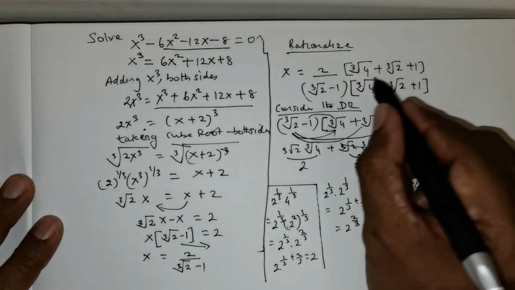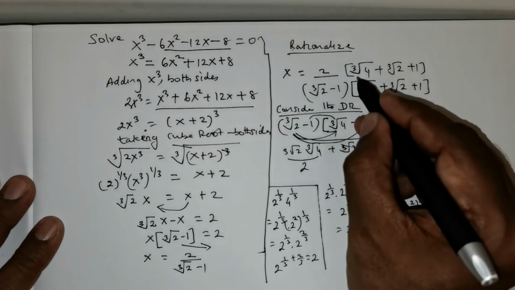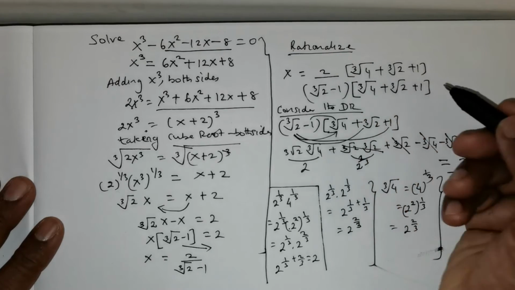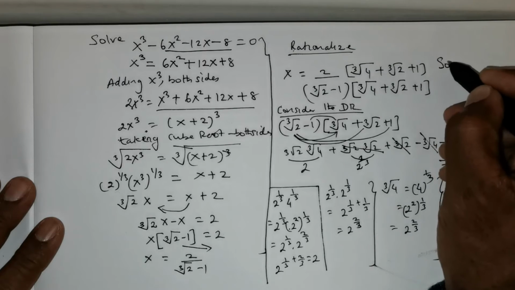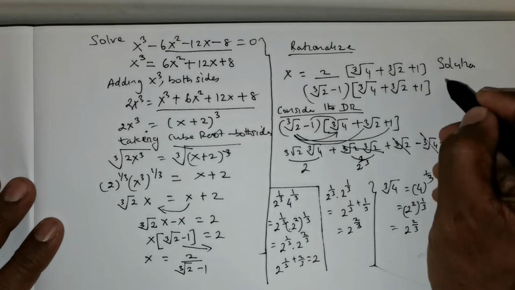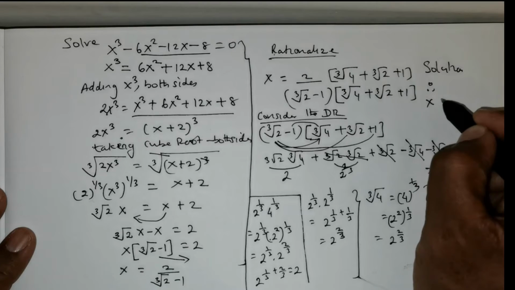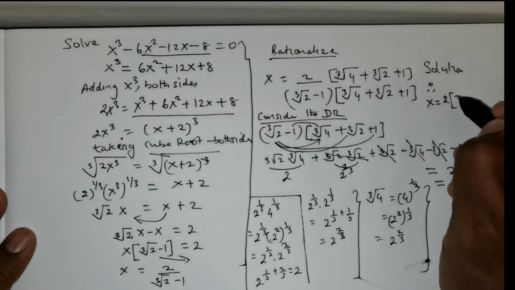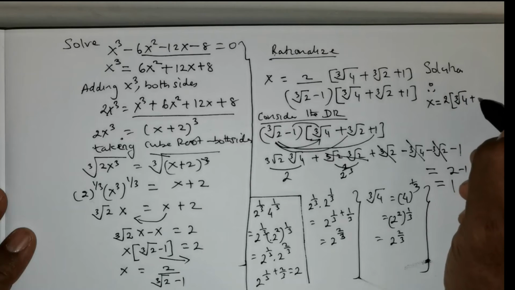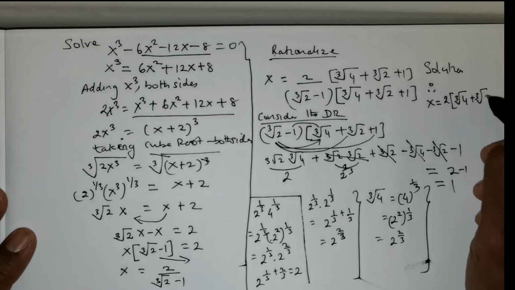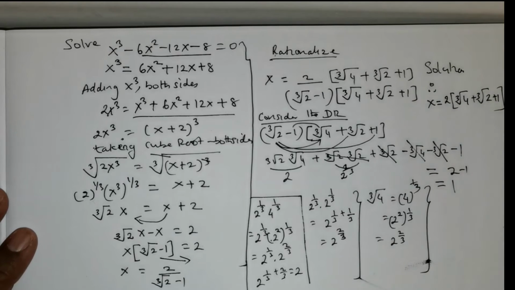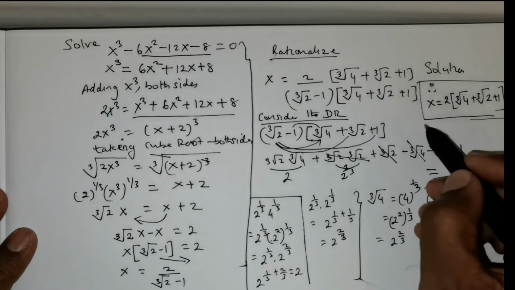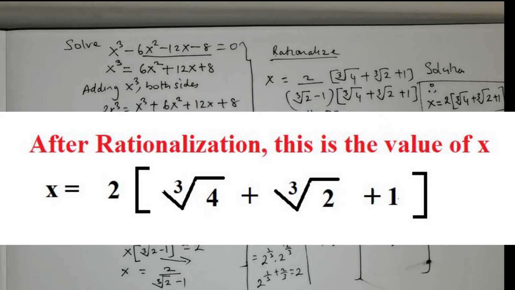Now for the numerator part, we've got 2 times (third root of 4 positive third root of 2 positive 1). So the final solution for this question would be, therefore, x being equal to 2 times (third root of 4 positive third root of 2 positive 1). So this is going to be the final solution for this question.